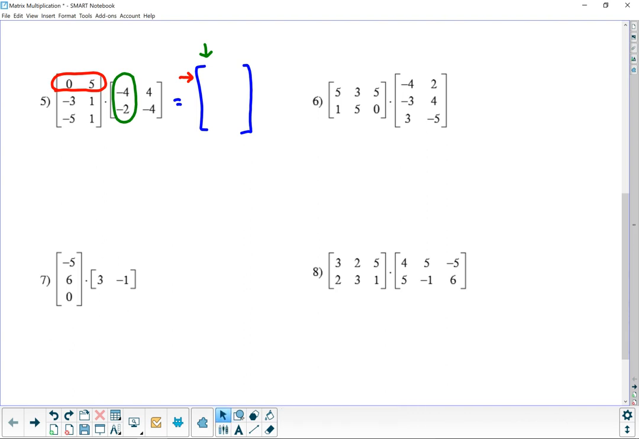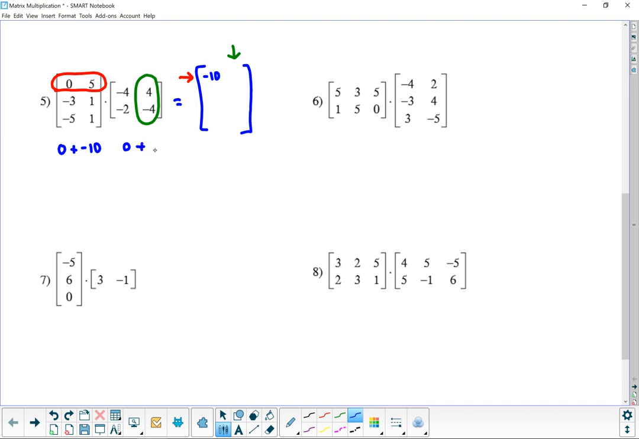Okay, so if I want that spot, I would be using the first row, first column. So 0 times -4 is 0, plus 5 times -2 is -10. So if I add them, I get -10. If I want this spot right here, that would mean that I would need this second column. Still first row. So that would be 0 times 4 is 0, and 5 times -4 is going to be -20. So answer is -20.